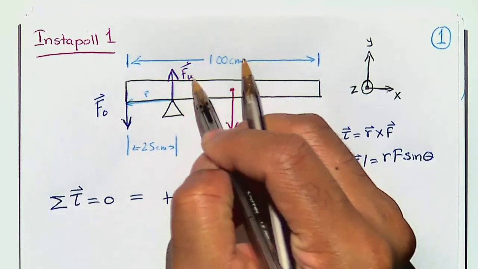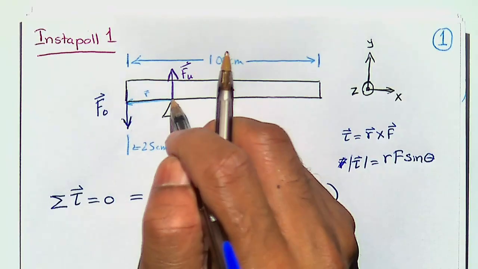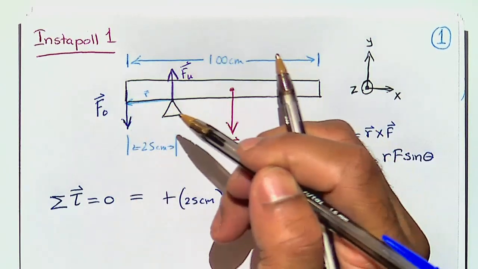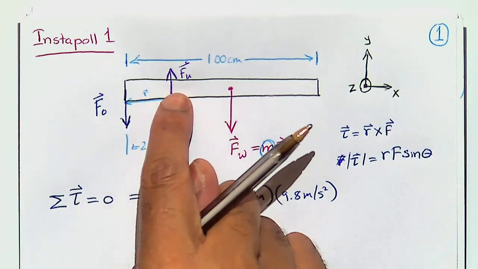This force, right, this upward force due to this fulcrum doesn't come into play because we're calculating torque about this point. So there is no R, right? R is 0. So then if R is 0, this thing is 0. So this doesn't come into play.